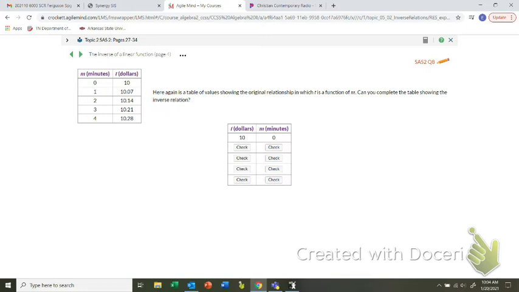All right. Now we are going to move ahead to number 8. And this was talked about in the overview. So it says, here again is the table of values showing the original relationship in which t is a function of m. Can you complete the table showing the inverse relation? So a couple of things I want you to write.